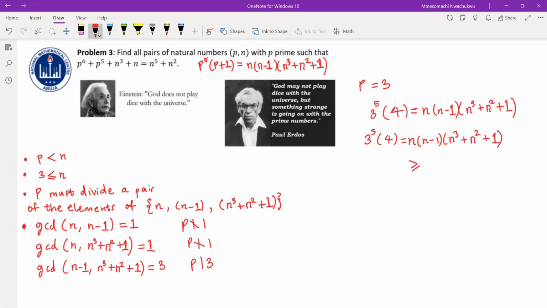So this is greater than or equal to n times n cubed. So I have that 3 to the 5th power times 4 is greater than or equal to n to the 4th power. Here we can test values. Suppose n is greater than or equal to 5. Let's try to get a contradiction here. We have 3 to the 5th power times 4 is greater than or equal to 5 to the 4th power.